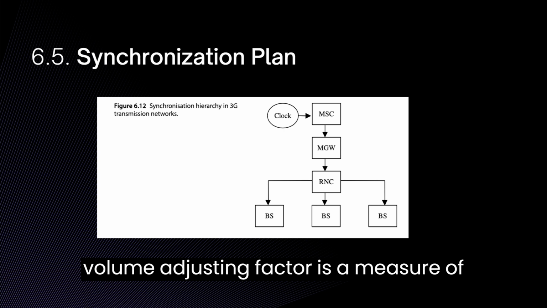And within the RNC, the synchronization is maintained among different components, including the base station controller and also the Node B, which controls the base station. And the base station controller also ensures synchronization among multiple base stations connected to it. The goal of the synchronization hierarchy is to ensure that all network elements are operating in synchronization with each other to maintain high quality service for users.